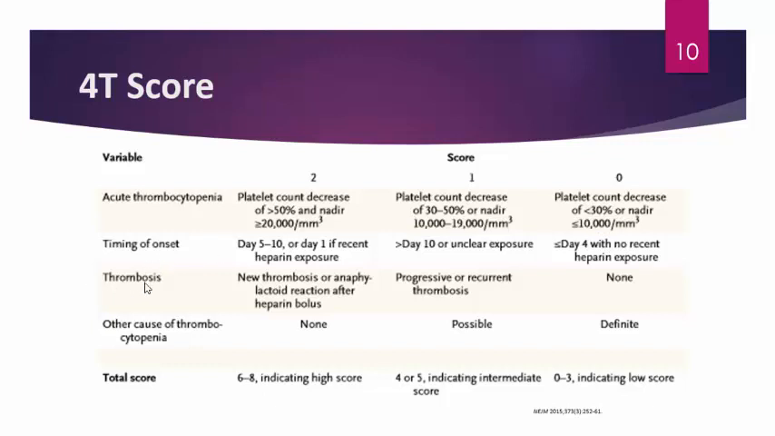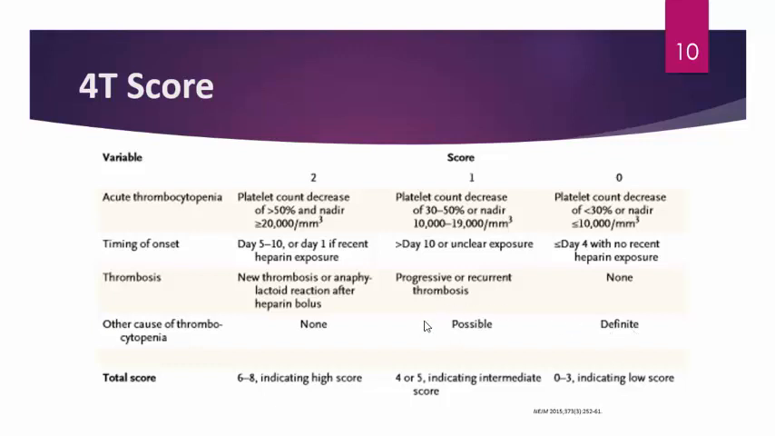The other things that you look at are thrombosis and other causes of thrombocytopenia. Thrombosis, if there's new evidence of thrombosis or an anaphylactoid reaction after a heparin bolus, you get 2 points. If there's progressive or recurrent thrombosis, you get 1 point, and if there's no thrombosis, it's 0 points. In addition, if you have another cause of thrombocytopenia that definitively exists, you get 0 points because essentially that confounds a diagnosis of HIT.